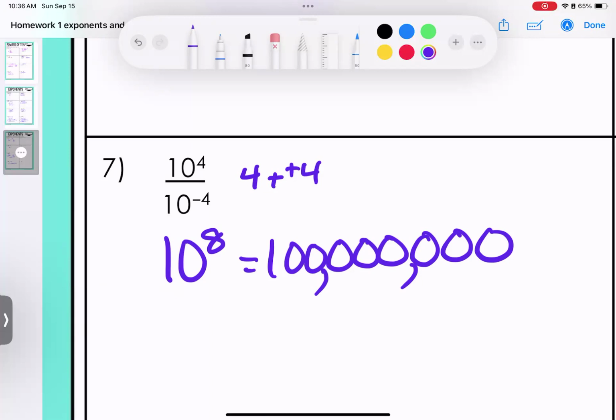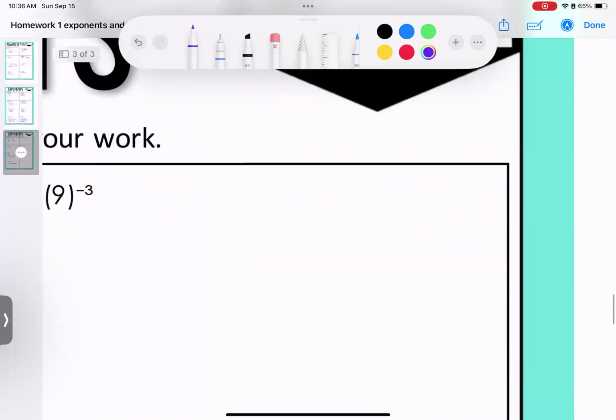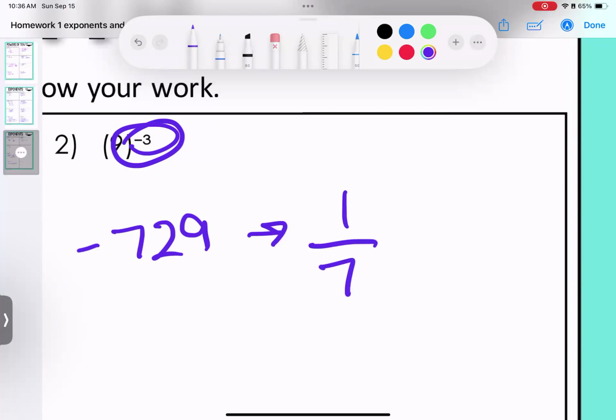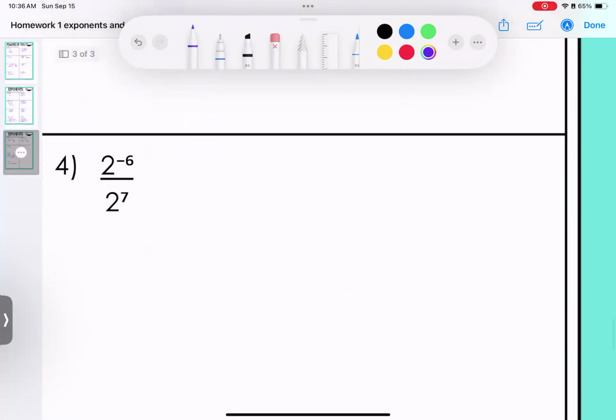And since we're subtracting a negative, it's the same as adding a positive coming up top. Here we go. 9 times 9 times 9 is 729, but it would be negative because of this guy. Write it as its reciprocal. All right, flip it over. 1 over 729. Over here, we're dividing, which means that we are going to add our exponents. So negative 6 plus our 7, we are going to end up with negative 13.